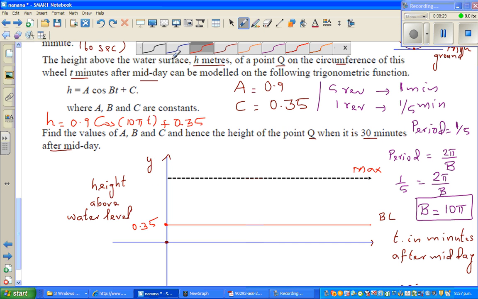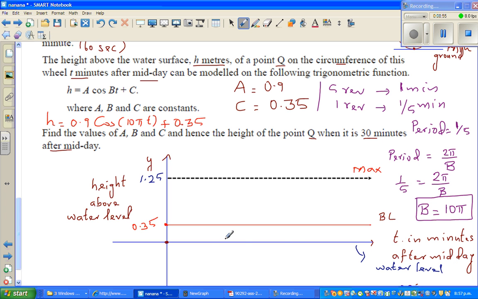In other words, the wheel, point Q, goes 1.25 meters above the water level. So what's your water level? This is your water level, which is the x-axis. On the x-axis, we have taken the time in minutes after midday, and this is the height that point Q reaches above the water level.